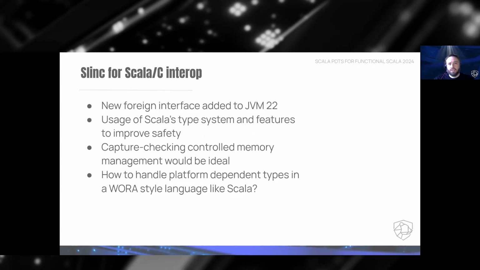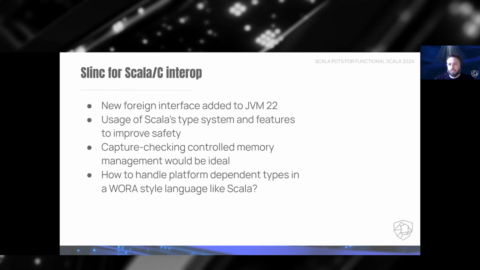With this in mind, I started working on a library called Slink a number of years back, and it is using a new technology that was finalized in JVM 22 called java.lang.foreign. The point of this library is to make something that works extremely well with Scala and also makes use of Scala's type system and features to improve safety when dealing with C.